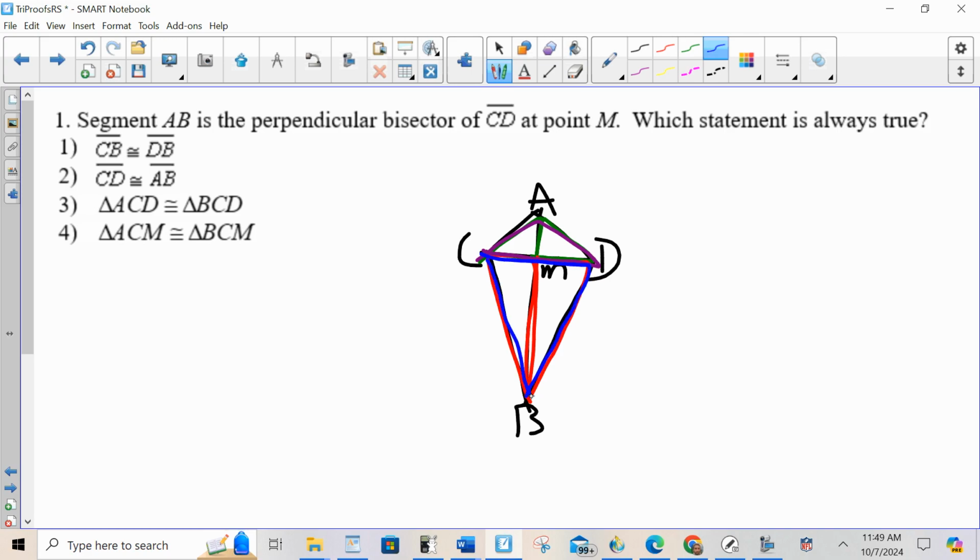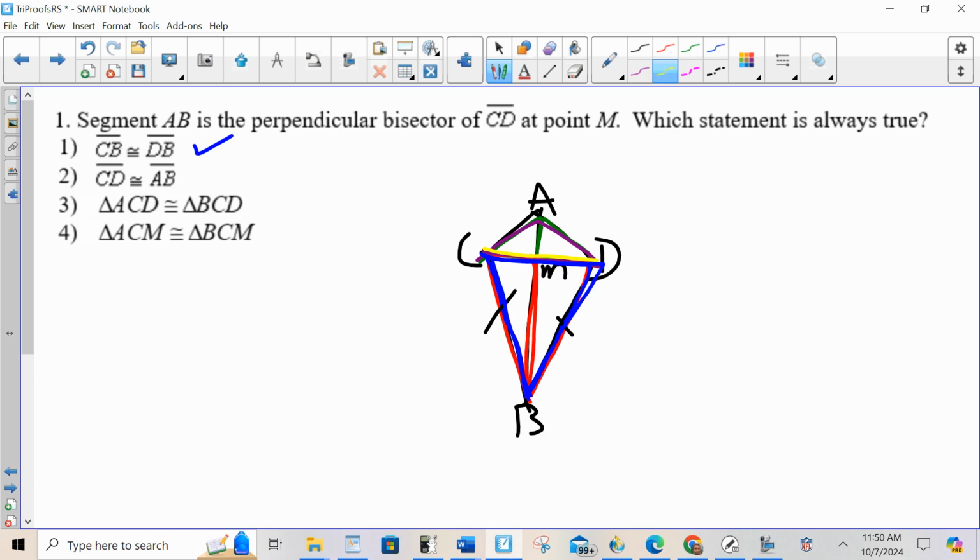Keep in mind that if those two greens and two reds are congruent, then all the corresponding parts must be congruent as well. So, CB, DB. CB is congruent to DB. That is correct for two reasons. One, this blue triangle is isosceles, and two, the two red triangles are congruent, and those are corresponding parts. Let's go through the rest of the choices.